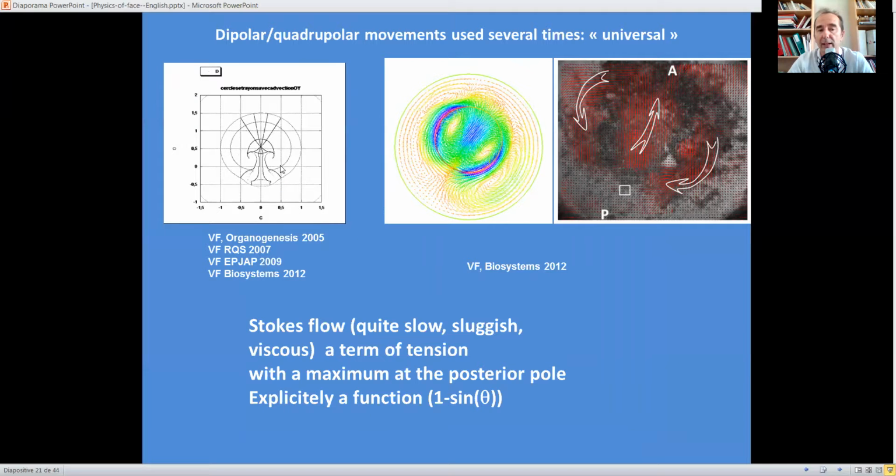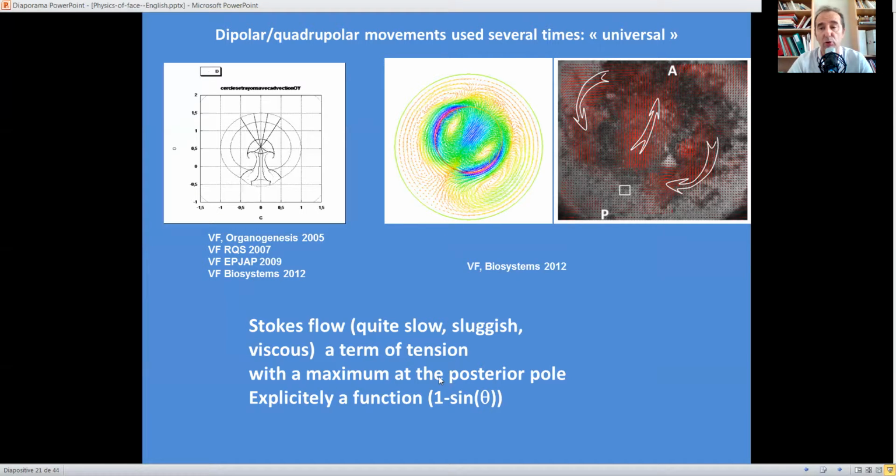So you can model that with simple fluid flow models. This is a very simple, exact mathematical model. If you have a contraction like this, that generates a flow inside the blastodisc, and you can do a more refined calculation in which you generate a viscous flow in a plate by pulling along a line. What you need is a sluggish viscous flow, which is called a Stokes flow in physics, and a term of tension along the ring.